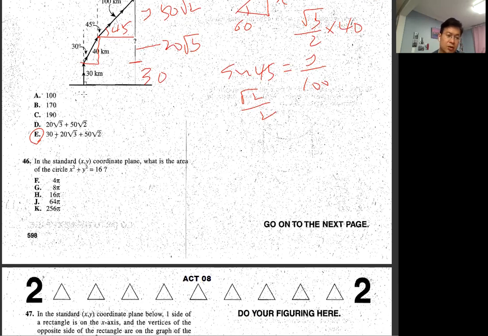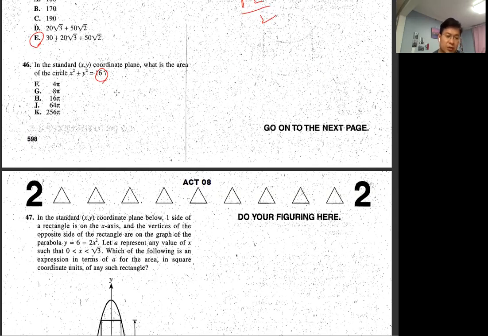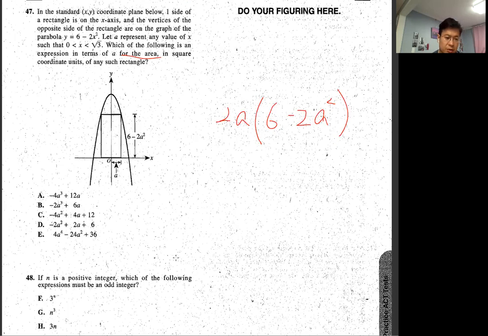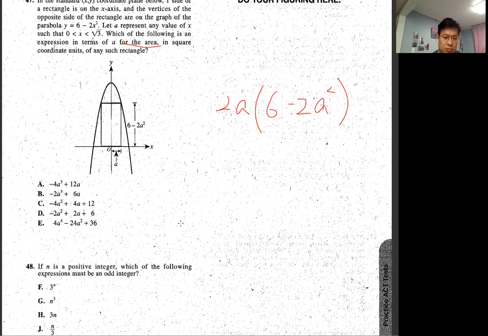What is the area of this one? The radius is always squared, so 4 squared, 16 pi. Which of the following is the expression for the area of the rectangle? The area is base times height. The base is 28, so 28 times the height, 6 minus 2a squared. Nothing really special.